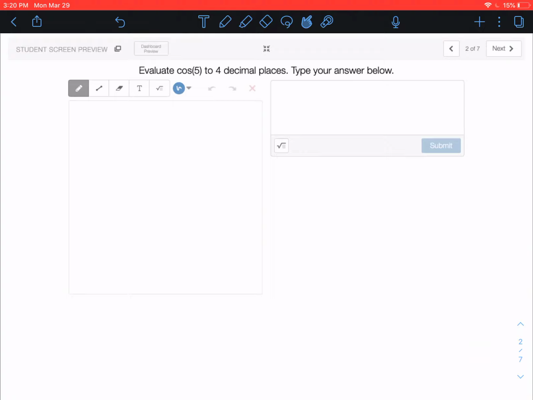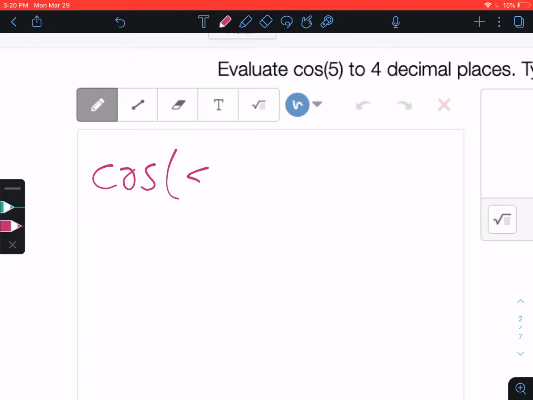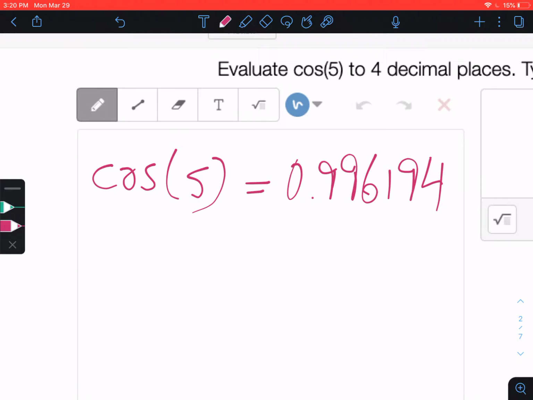Question 2, I'm asking you to evaluate the cosine of 5 degrees. Again, you're just going to go into a scientific calculator and type in the cosine of 5 degrees. Some calculators you need to hit the 5 button first, then hit the cos, then hit equals, so make sure you figure out how to do that on your calculator. When I type cosine of 5 into a scientific calculator, I get 0.99619, and I took a lot of decimal places there.